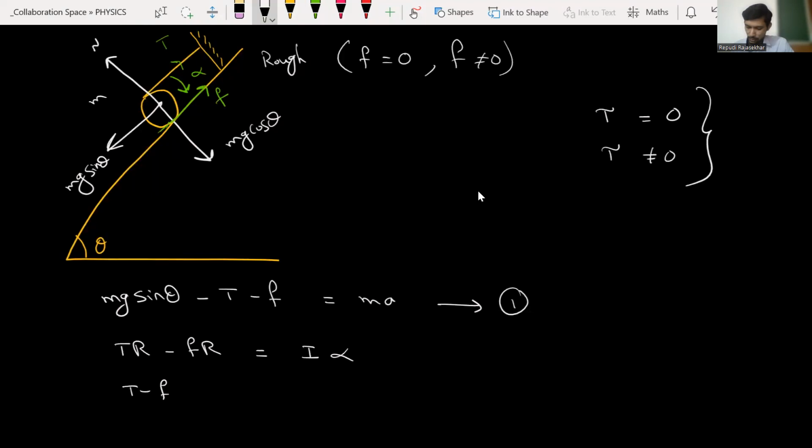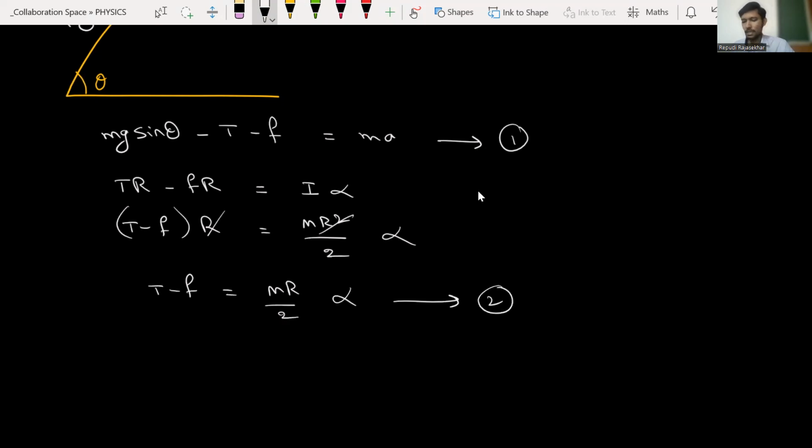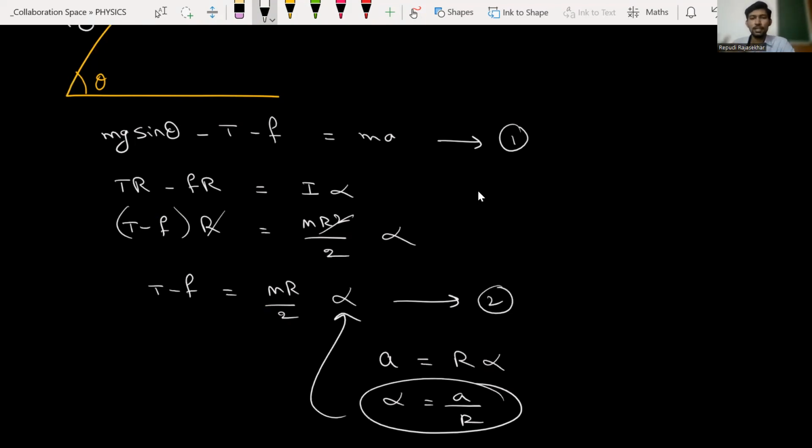So (T minus F) into R, taking R as common, equals, again, the moment of inertia of a cylindrical object, mR squared by 2, into alpha. Here also the R value gets cancelled. So T minus F equals m into R by 2 into alpha. This is equation 2. Again, since it is rotating also, you can take the relation between angular acceleration and translational acceleration: a equals R into alpha. From this, alpha equals a upon R. So you can substitute here and simplify, and you will get the answer for the given question. This is the analysis we have to do whenever a case is given. So take it one by one and analyze the given situation properly.